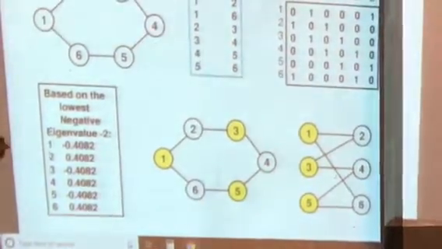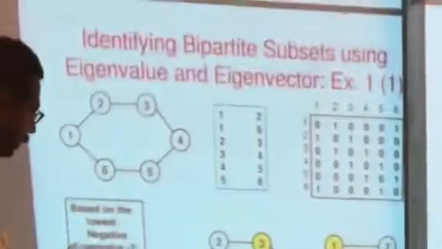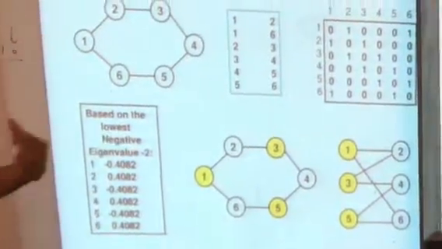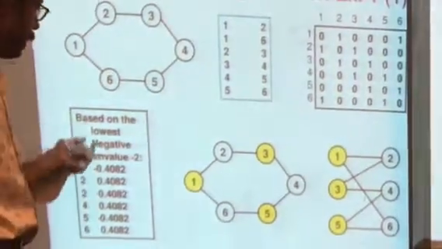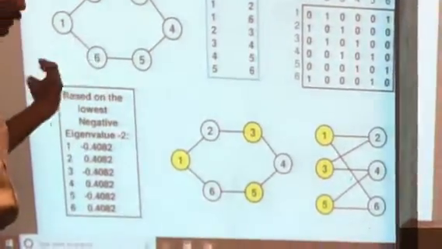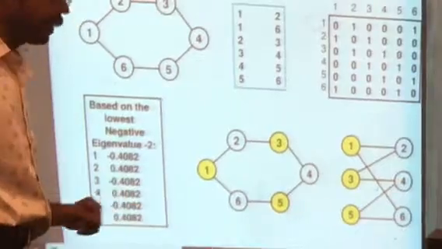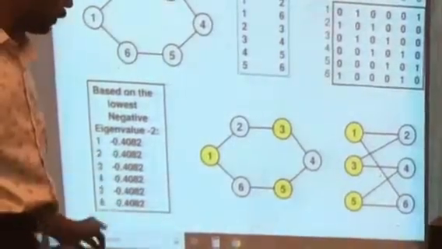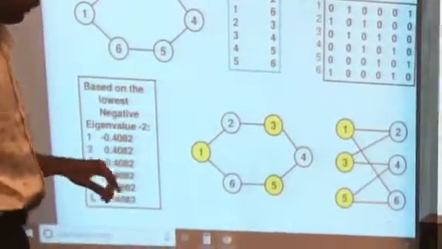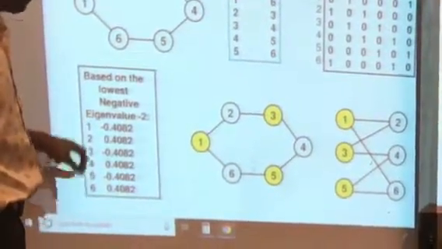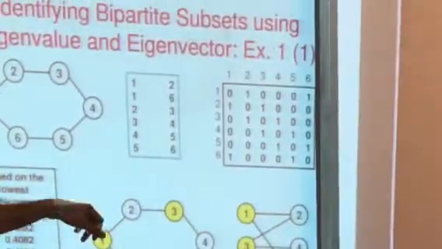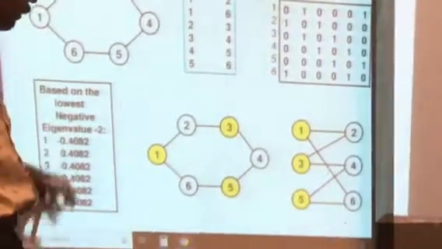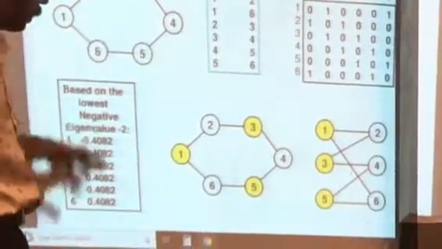So just pick up the vertices that have positive sign for the entries in the eigenvector and negative sign. All the vertices with the negative sign in the entries in the eigenvector are in one partition, and everything with the positive sign in the eigenvector is in the other partition. So here you see 1, 3, and 5 have -0.4082 in the eigenvector. It need not always be all the same values. Just for this graph, it's very symmetric, it turns out to be like this.